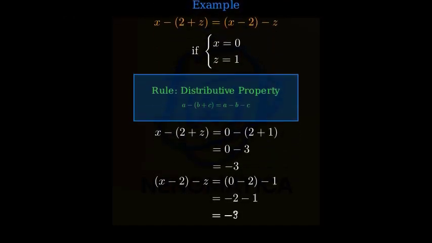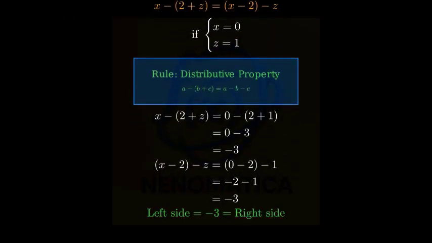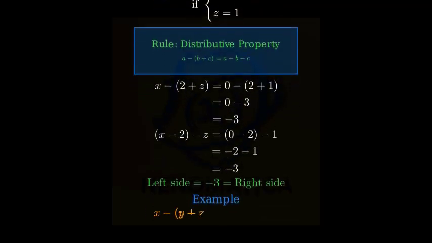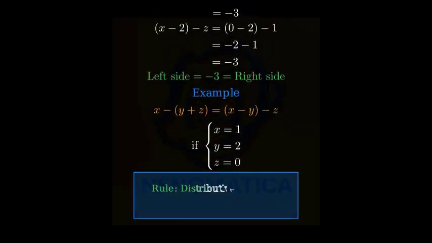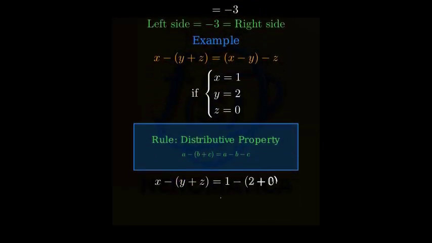Let's verify our formula with another example. This time, we'll use x equals 1, y equals 2, and z equals 0. Let's calculate the left side first, x minus the quantity y plus z. Substituting our values, we get 1 minus the quantity 2 plus 0. This equals 1 minus 2, which is negative 1. Now, let's calculate the right side, the quantity x minus y minus z. Substituting our values, we get the quantity 1 minus 2 minus 0. This equals negative 1 minus 0, which is negative 1.